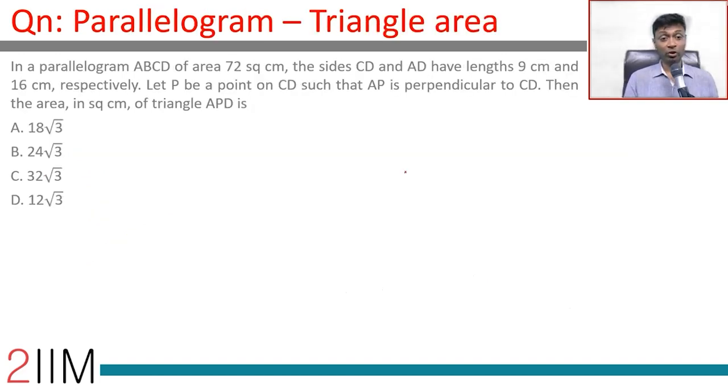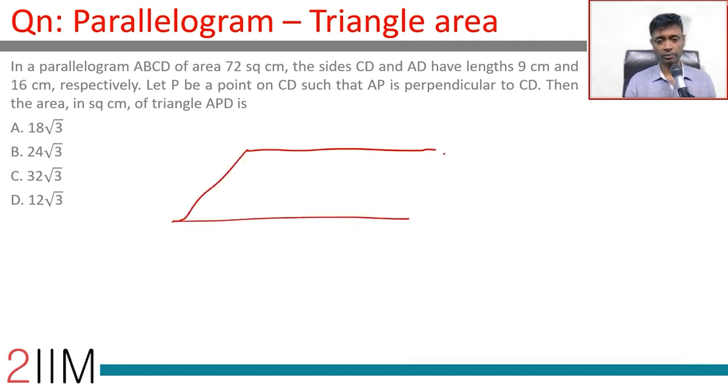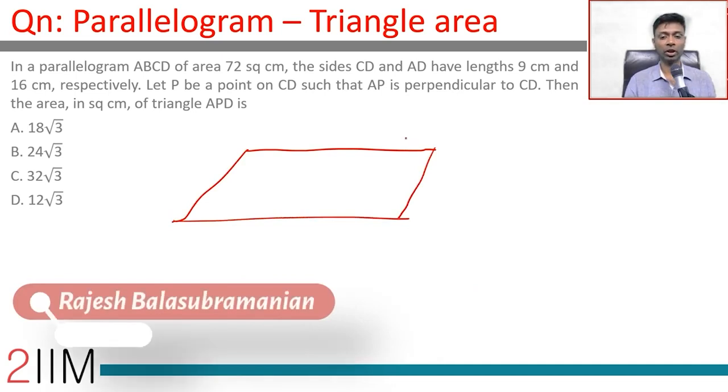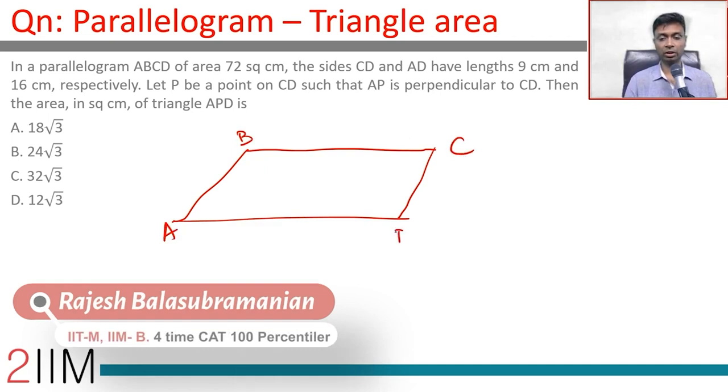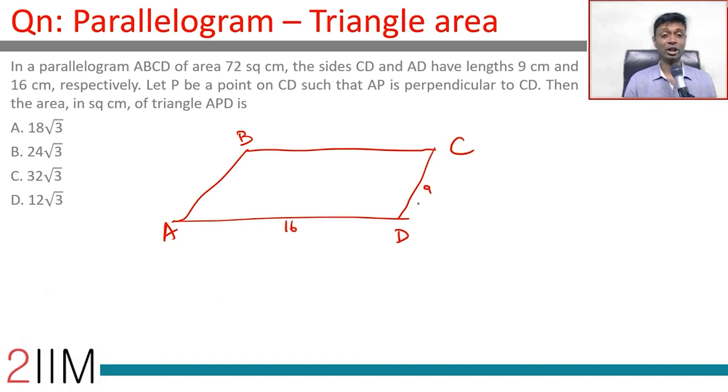In a parallelogram ABCD of area 72 square centimeters, CD and AD have lengths 9 centimeters and 16 centimeters respectively. So AD is longer. I'm going to keep that in mind. So diagram like this. So let's say we have A, B, C, D. This is 16, this is 9. Area is 72 square centimeters, which basically means that this height is 72 by 16 and the other height is 72 by 9, 8.